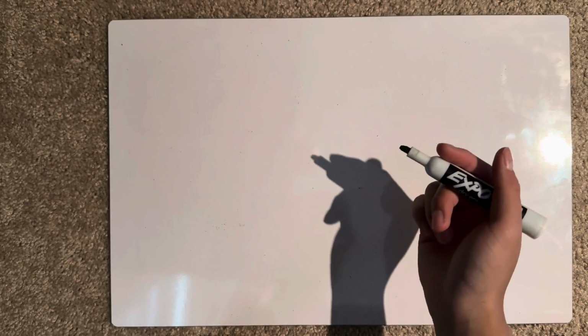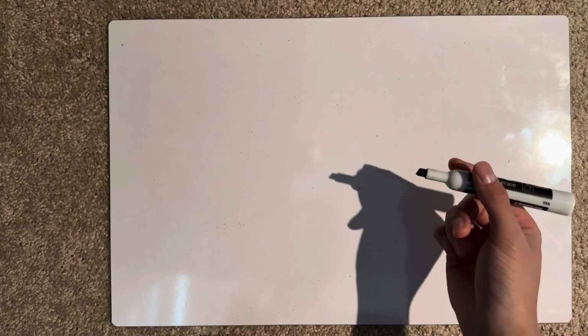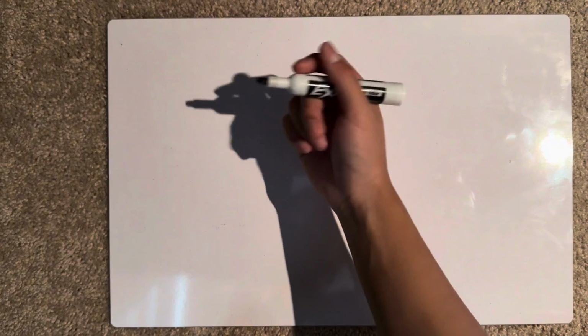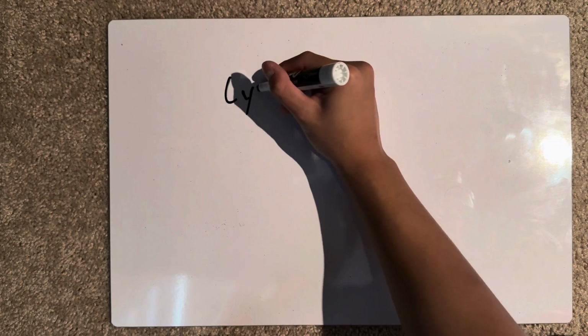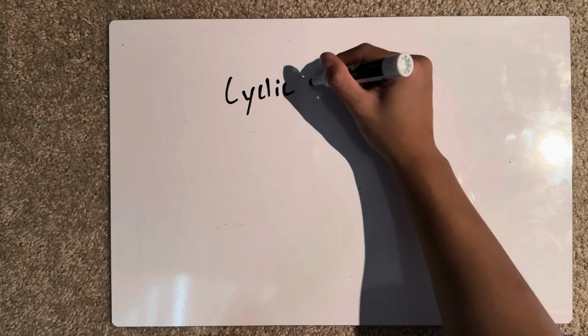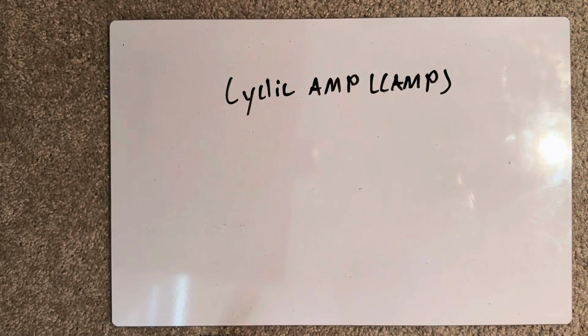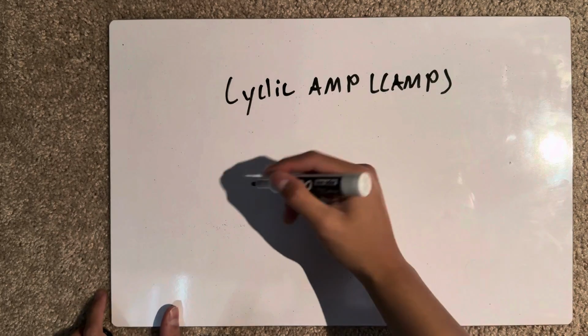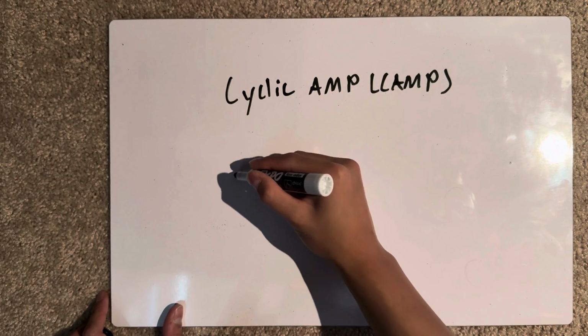Now we're going to talk about our secondary messengers more specifically, and these are the relay molecules in a cell's cytoplasm. So the first one we're going to talk about is cyclic AMP, or just cAMP for short. So we'll say again, we'll use the G protein pathway as an example.